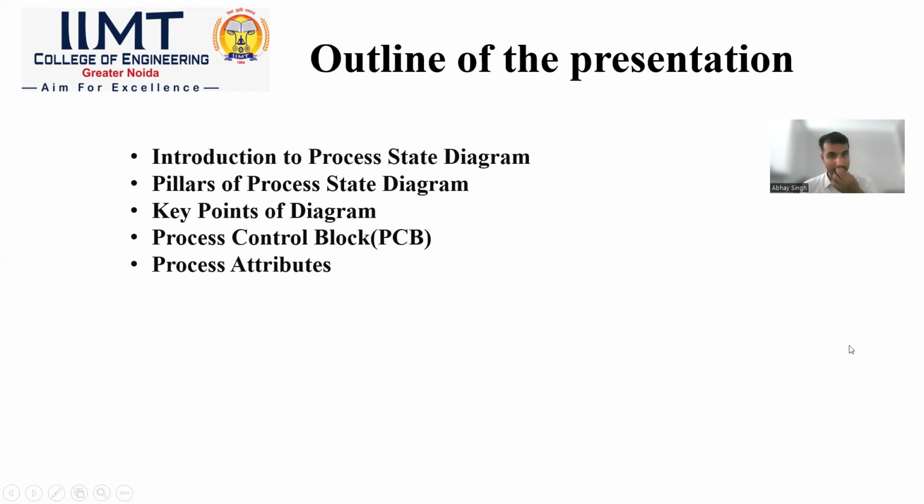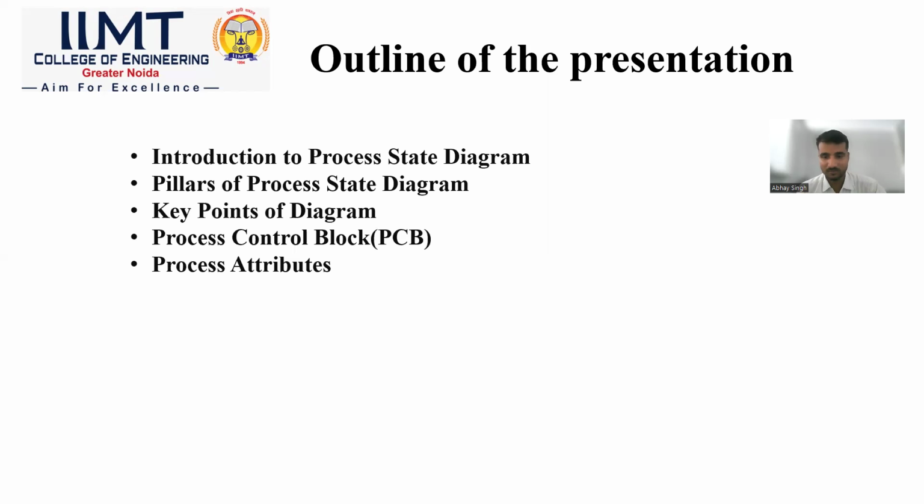First one is the introduction of process state diagram. Second one is the pillar of process state diagram. Next one is the key point of the diagram. And then next one is what is process control block or PCB. And we discuss what is the PCB in the process state diagram. And next we discuss process attributes.